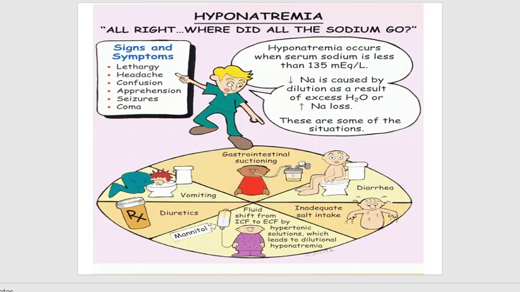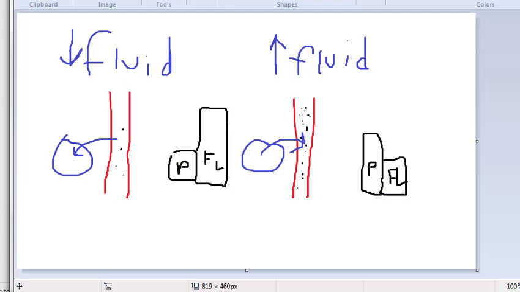Then we have something called mannitol. Now, mannitol is where you pull fluid out of the cells into the bloodstream, and that can lead to hemodilution. Okay, and that'll drop your sodium because your blood has too much fluid in it. All right. So just remember also that hyponatremia can cause an increased intracranial pressure, okay? And let me explain why.